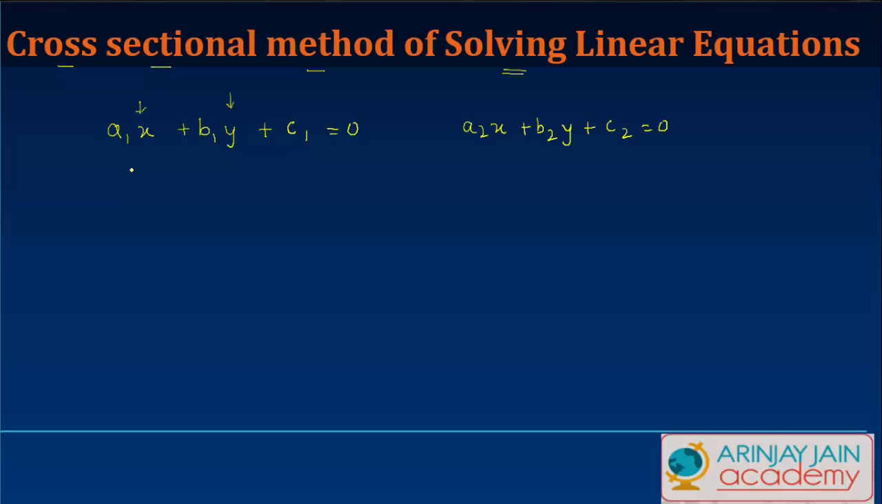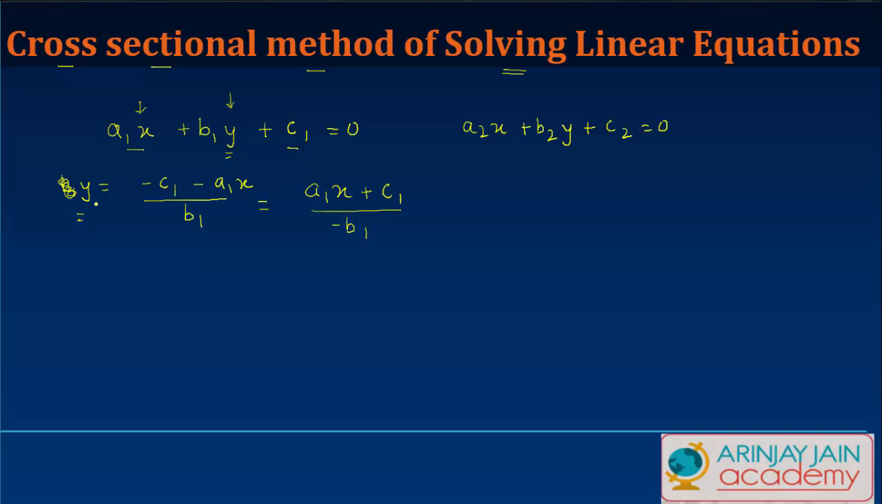If I use the method of elimination, what do I get? What is the value of y that I get in this equation? I can write that b1y is equal to minus c1 minus a1x, by taking this and this to the other side. Or simply I just remove this b1, and y is equal to minus c1 minus a1x upon b1. Or maybe I can even write this as minus 1 upon b1 times a1x plus c1.